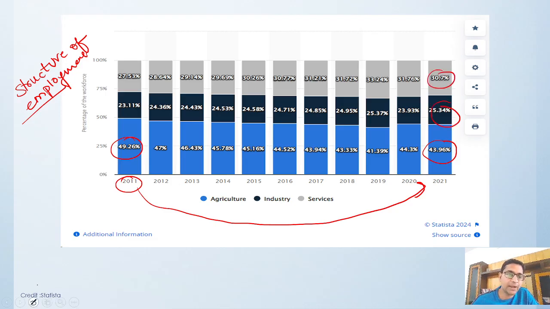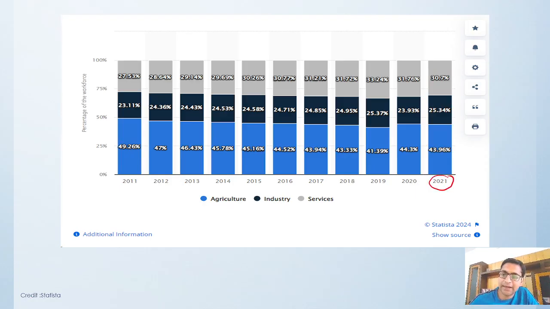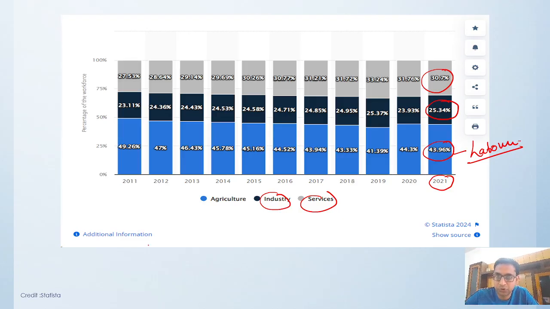Right now, if we go by the data, this is 2021 data. Once I get the updated data, I will let you know in the current affairs lectures. 43.96% of the labor force of our country, labor force I'm talking about, not the population, is working in the agriculture sector. 25.34% is working in the industrial sector, and 30.7% in the service sector. We will update the data once we get it, and we have sourced this from Statista, so credit goes to them.